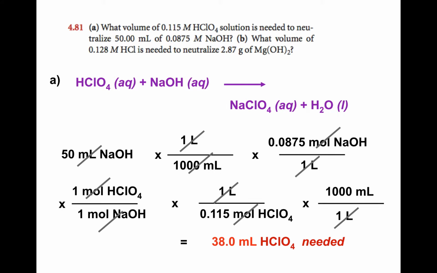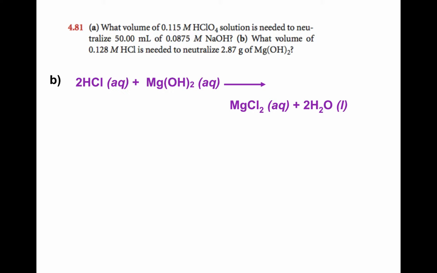What volume of 0.128 molar hydrochloric acid is needed to neutralize 2.87 grams of magnesium hydroxide? So again, we got a neutralization reaction here, right? We've got hydrochloric acid reacting with the magnesium hydroxide. Magnesium hydroxide has 2 moles of hydroxide for every mole of magnesium hydroxide, so you need 2 moles of the hydrochloric acid to make 2 moles of water.